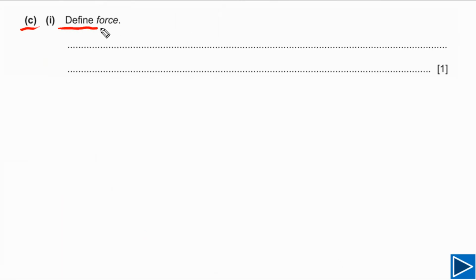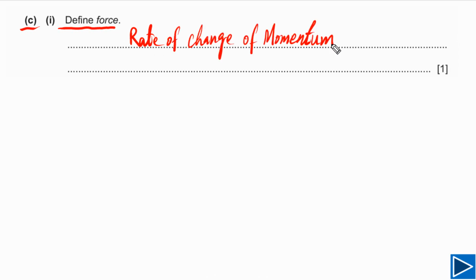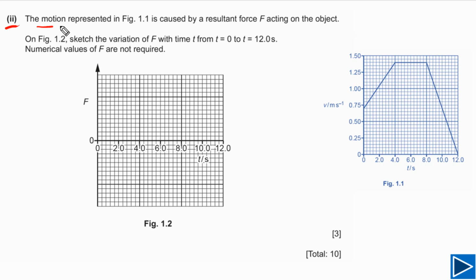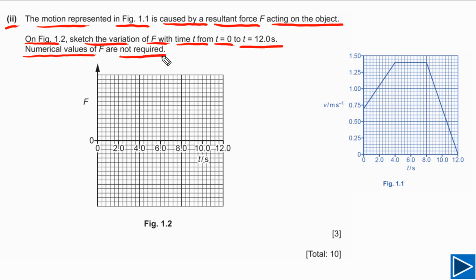Part C1 is asking us to define force, and force we can simply define as rate of change of momentum. For part C2, it is given to us that the motion represented in figure 1.1 is caused by a resultant force F acting on the object. Question is asking us on figure 1.2, we need to sketch the variation of F with time t from t is equal to 0 to t is equal to 12 seconds, and numerical values of force are not required.